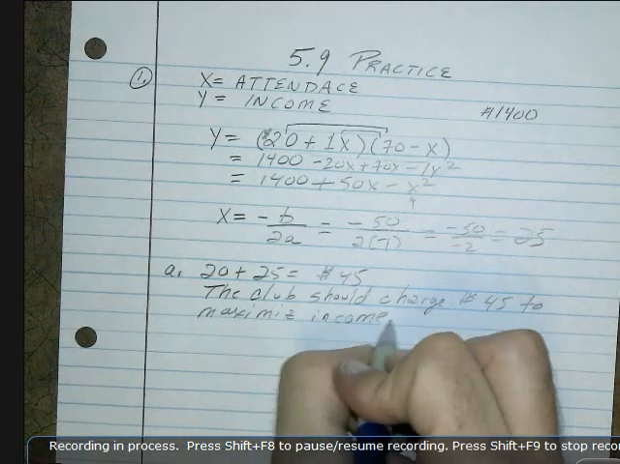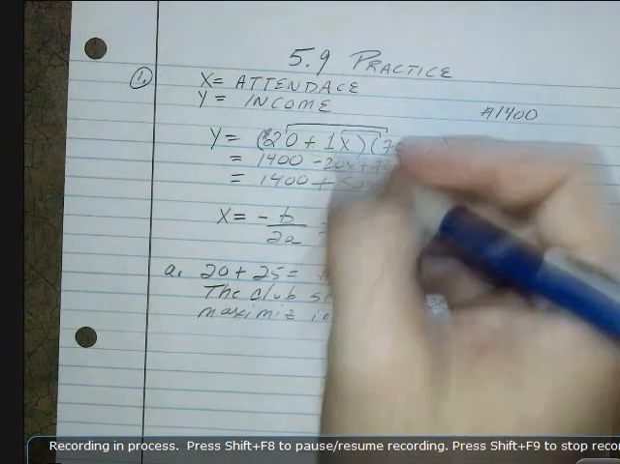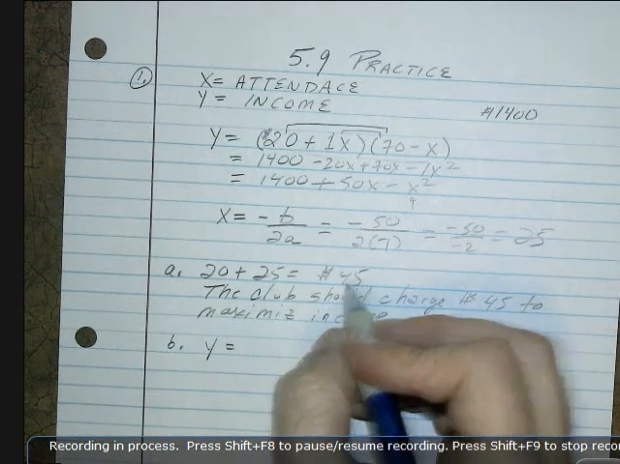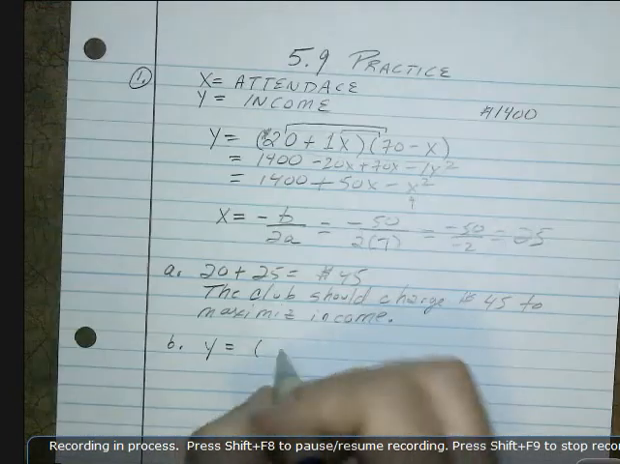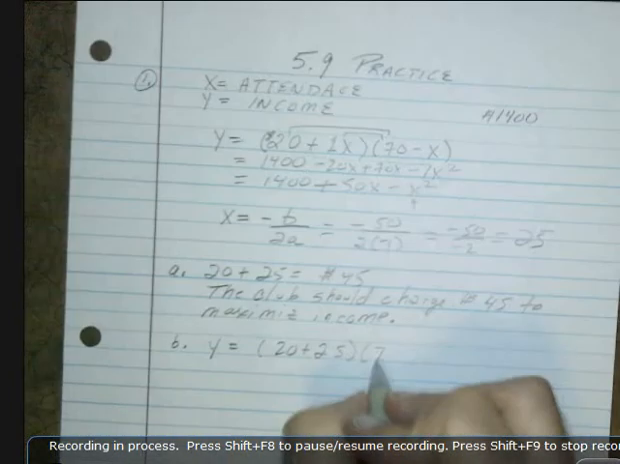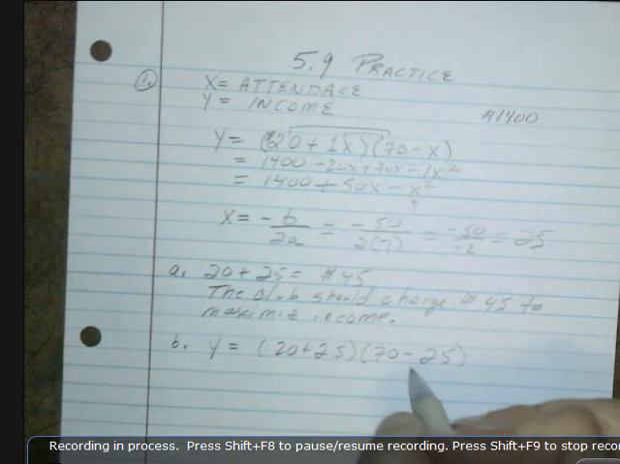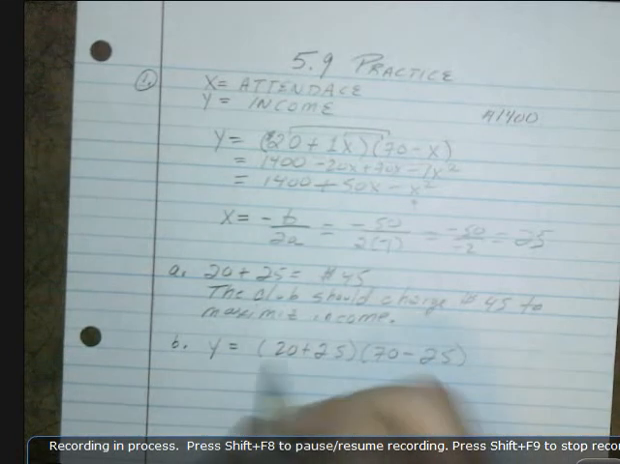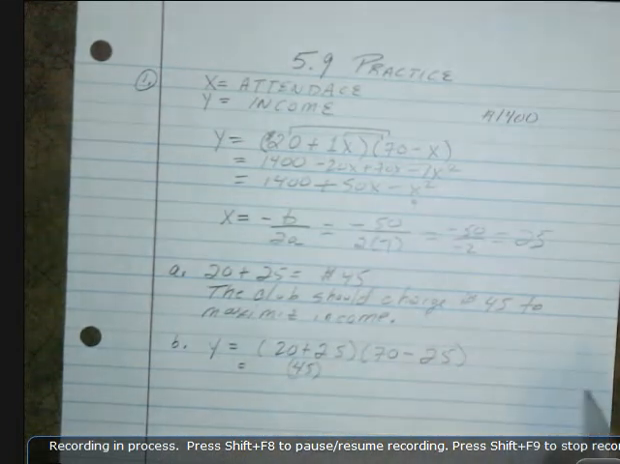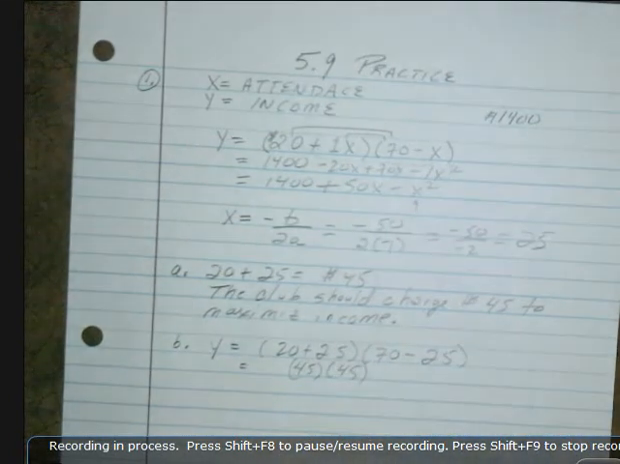Okay. So now the question is, what actual will be the income? So I plug it in to my income equation. Plug the 25 in, not the 45. Remember, 25 goes in for x. So 20 plus 25 times 1, which is just 25, and then 70 minus 25. So we're going to have 25 fewer people come, but we've increased our revenue per person. So 45 bucks per class, that's pretty pricey, by the way. And then 70 minus 25 is also 45. So 45 times 45.